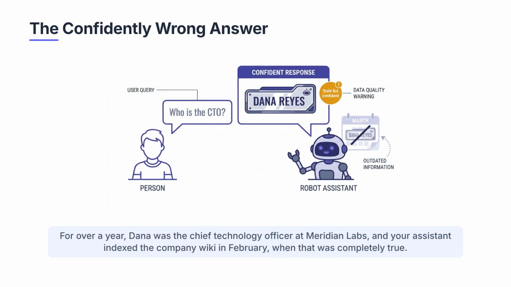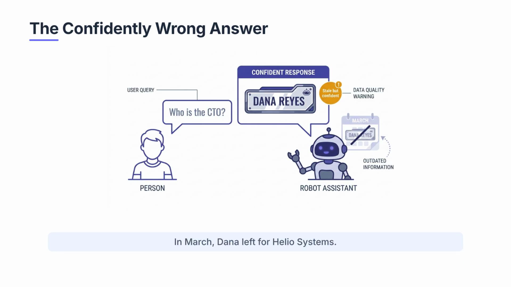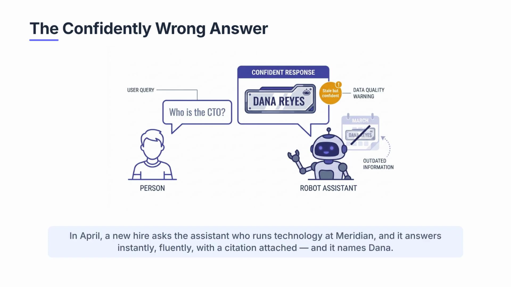Meet Dana Reyes. For over a year, Dana was the Chief Technology Officer at Meridian Labs, and your assistant indexed the company wiki in February, when that was completely true. In March, Dana left for Helios Systems. In April, a new hire asks the assistant who runs technology at Meridian, and it answers instantly, fluently, with a citation attached, and it names Dana.